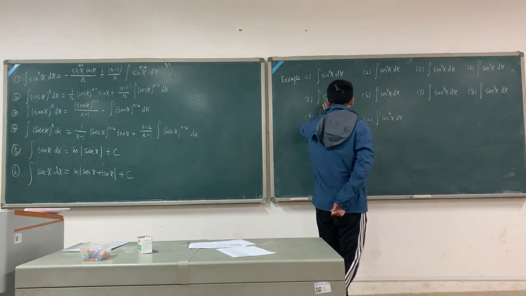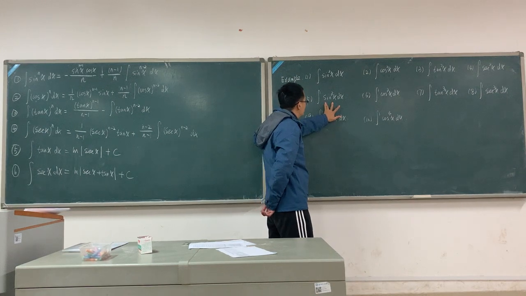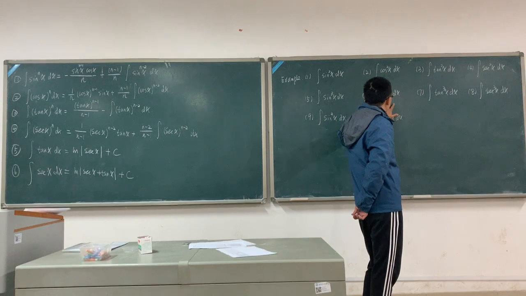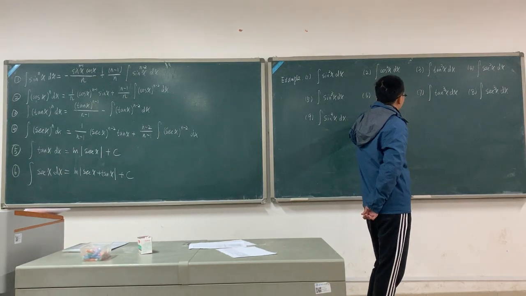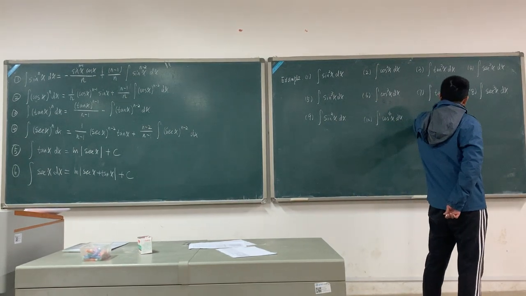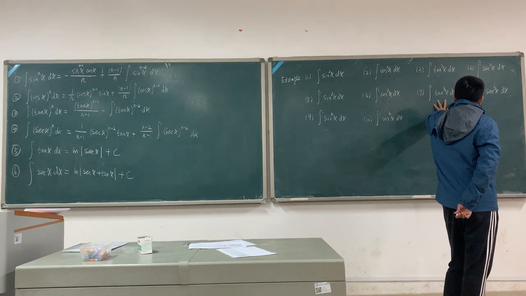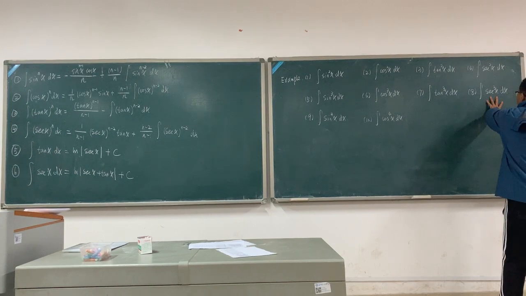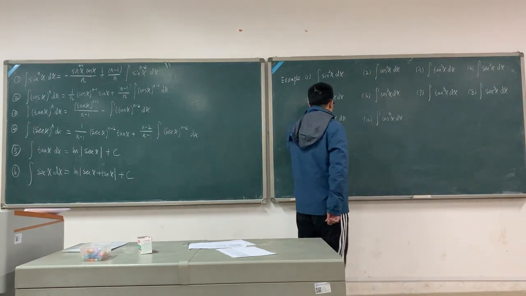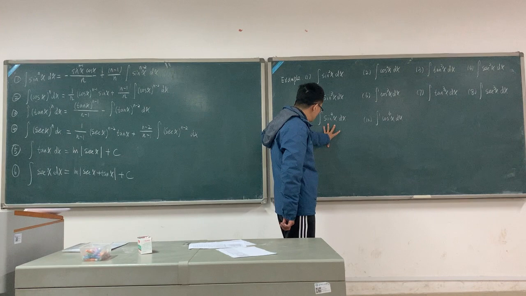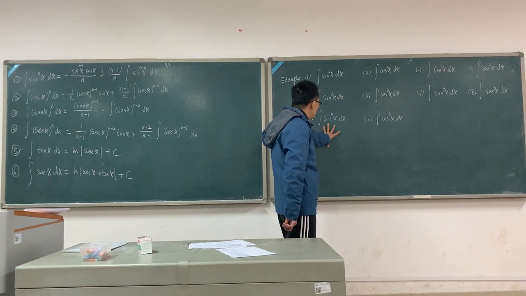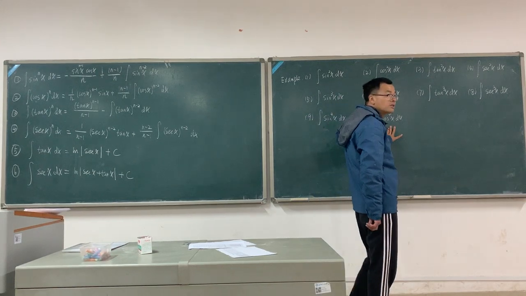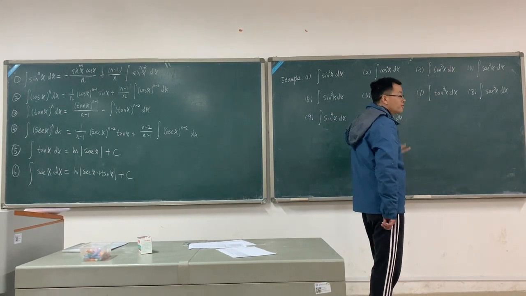Number 5 is the antiderivative of secant cube, okay? Number 6 is the antiderivative of cosine cube. Number 7 is the antiderivative of tangent cube, okay? Number 8 is the antiderivative of secant cube. Number 9 is the antiderivative of sine to the fourth power. Number 10 is the antiderivative of cosine to the fourth power.